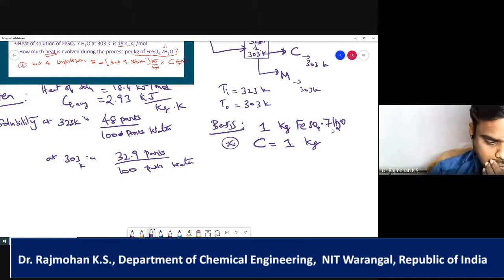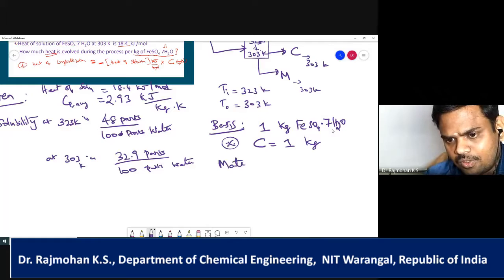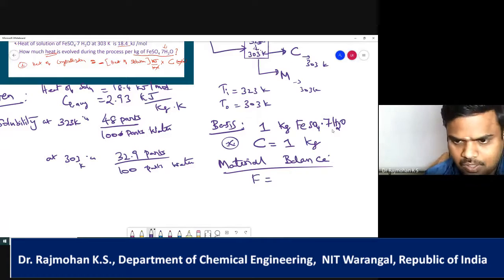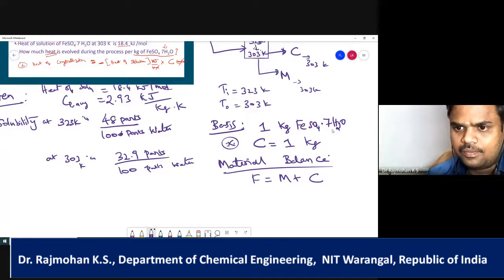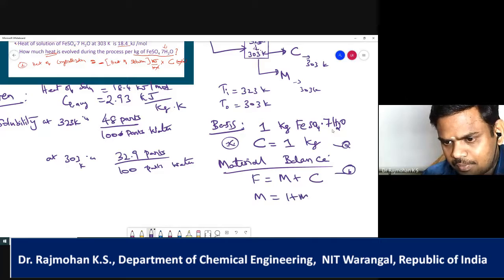Now what are the other data given? All the data given has been written. Now we can proceed to solve the problem. What is the overall material balance? The material balance part you should do yourself because we have done it earlier. Feed is entering: F equal to M plus C, right? And C is given as 1, so F equal to 1 plus M.